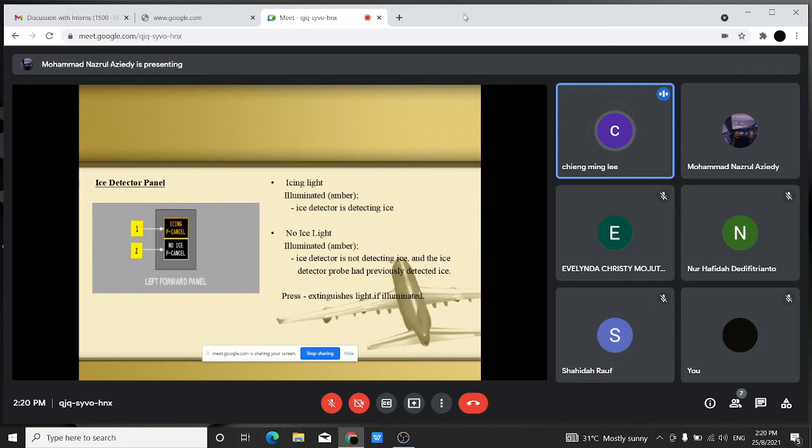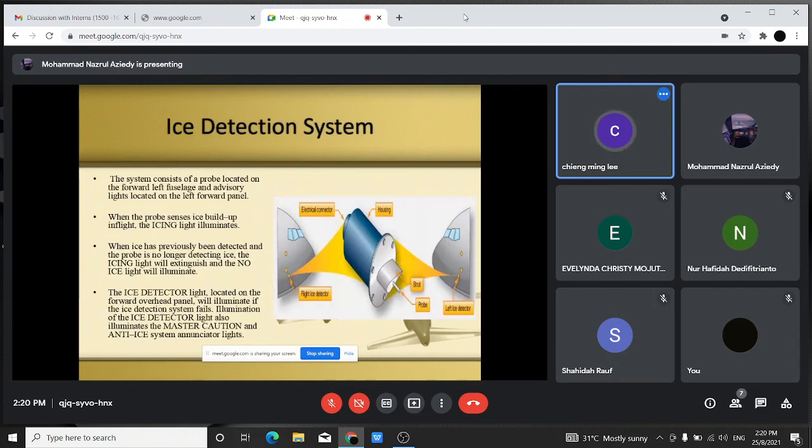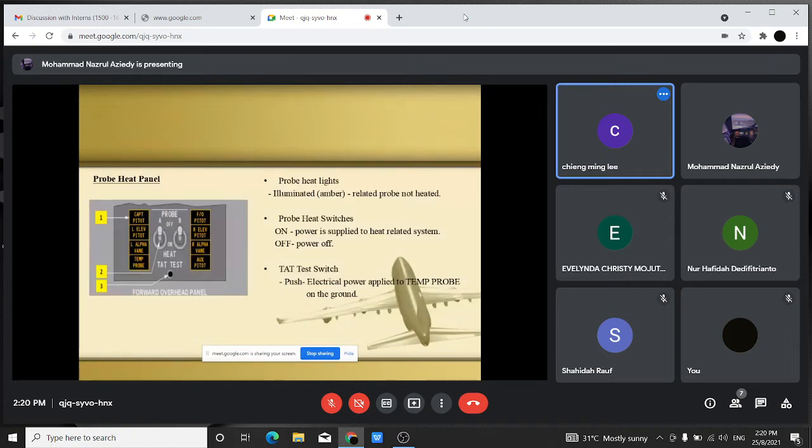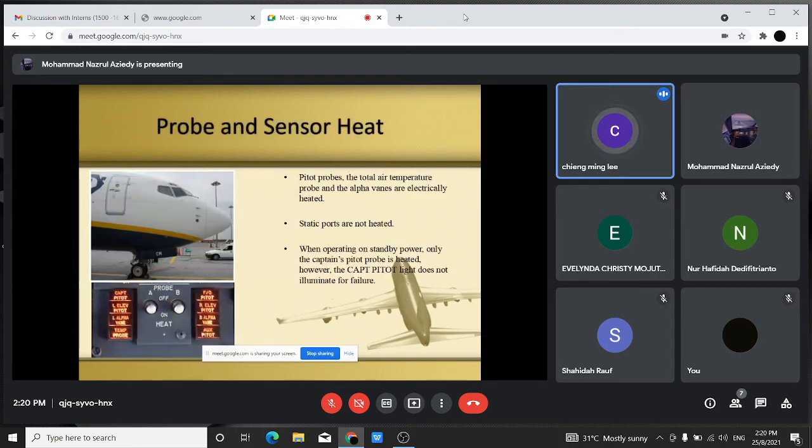Nazrul, same question. How is the pitot tube heated? Well, you are explaining all the lights and indications, but you didn't explain how it is heated. We only know that the electrical power goes through the thing, but how is it heated?